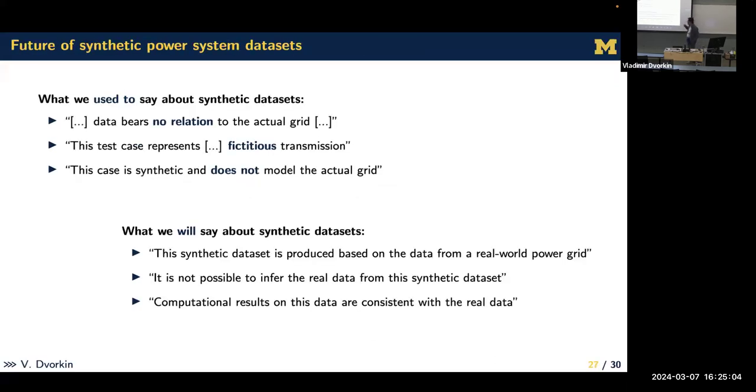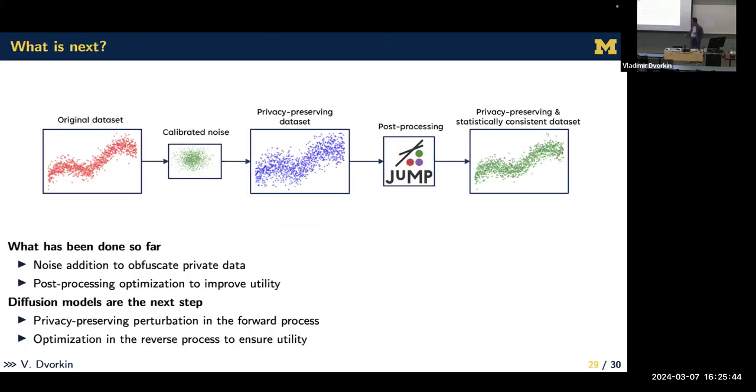The whole point of this last part of the talk is to say that now we can make a synthetic data set and provide the following statements and back them up with rigorous algorithms. We can say that this synthetic data set is produced based on the data from a real world power grid. We can say that it's not possible to infer real data from this synthetic data, because we have formal privacy guarantees for that. And we can also guarantee consistency of how the data set behaves on the same analysis that is done on the real data. And this is our path to impact.